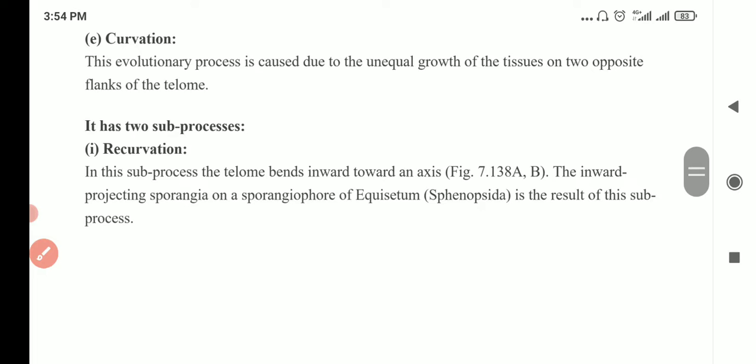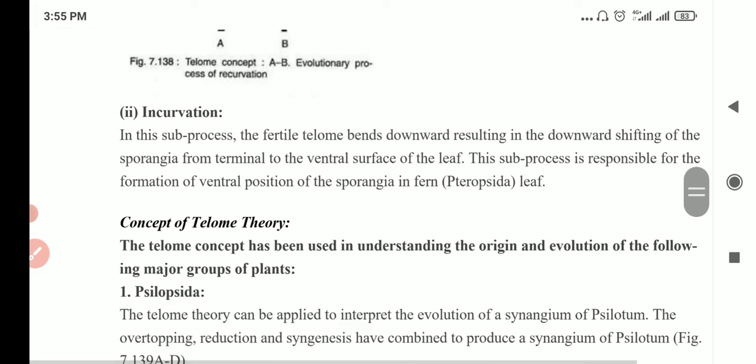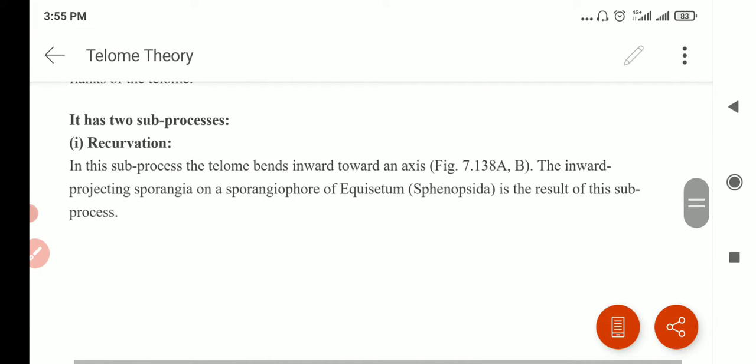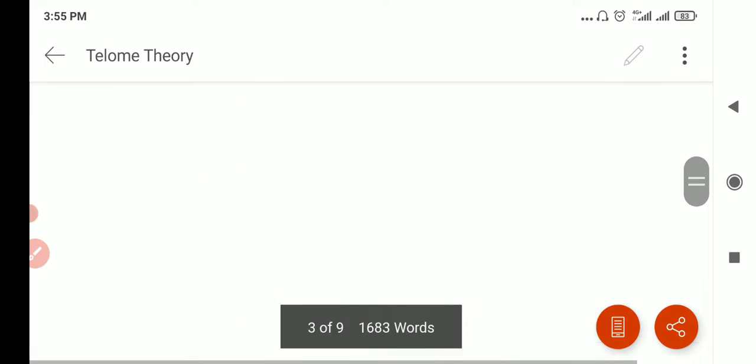Then curvation. Curvation is when there's unequal growth on opposite flanks of the telomes. It means one grows like this, the other one, instead of growing straight, it will go down. Unequal growth, it's going down, so it will curve. You must have seen some ferns with those curving structures, no? So that is curvation. You can recurve also, and it can incurve also. Recurving is inward, and incurvation it will bend downwards.